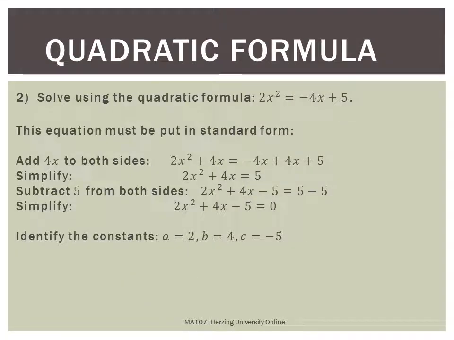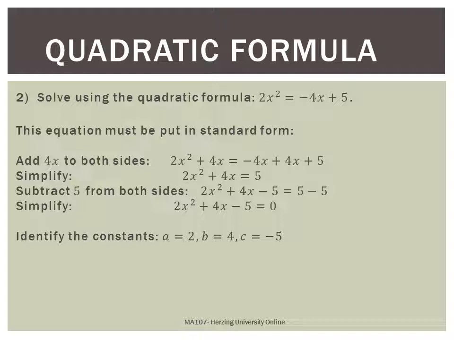Example 2. Solve using the quadratic formula. 2x squared equals negative 4x plus 5. This equation must be put in standard form. Add 4x to both sides. 2x squared plus 4x equals negative 4x plus 4x plus 5. Simplify: 2x squared plus 4x equals 5.